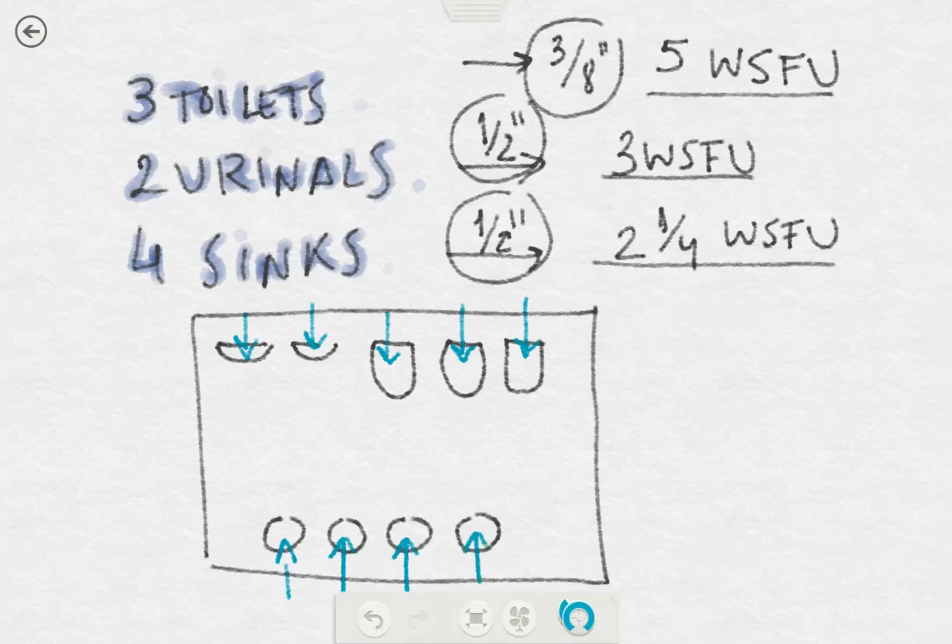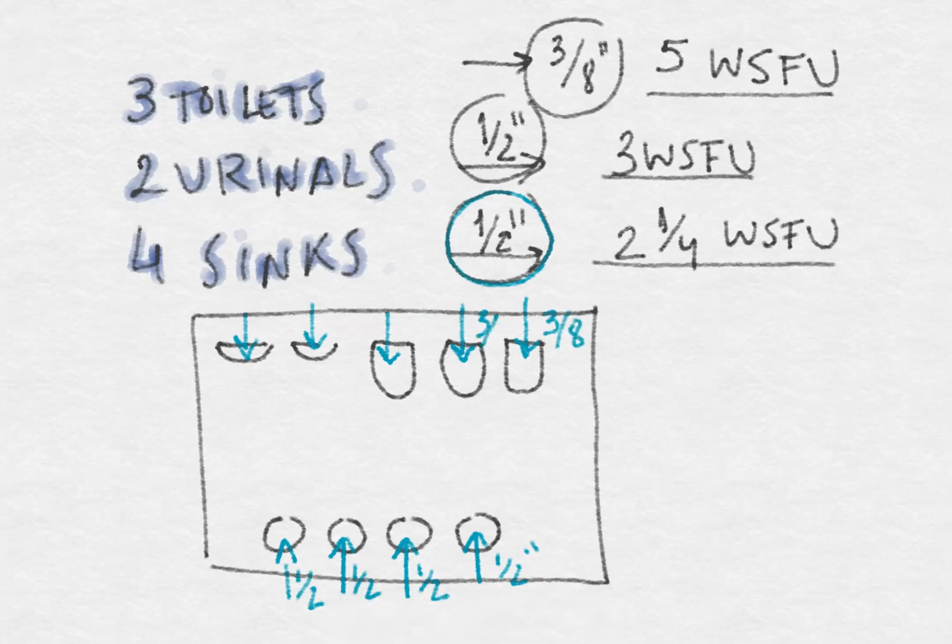If we are supplying cold water, we can use a blue color. What we have looked at in the table is the branch of each fixture. For sinks, this is 1/2. That would be half, and that would be a half. What about the toilets? The toilet is 3/8, 3/8, and 3/8. And what about the urinals? It's again half.